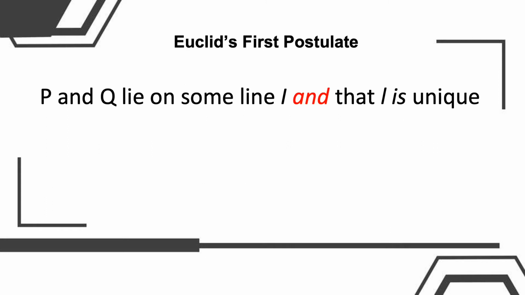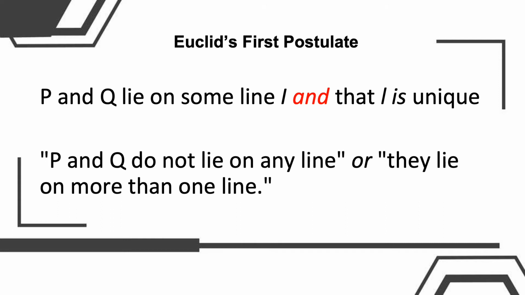Ito yun. Yan yung sinasabing conjunction kanina. And we are trying to negate this statement.